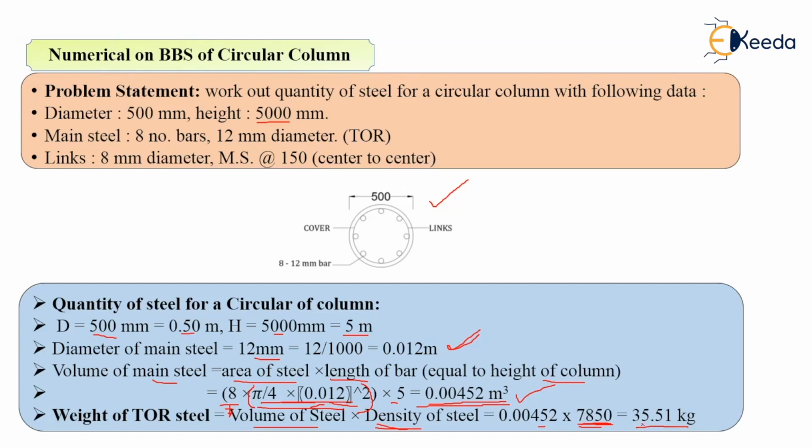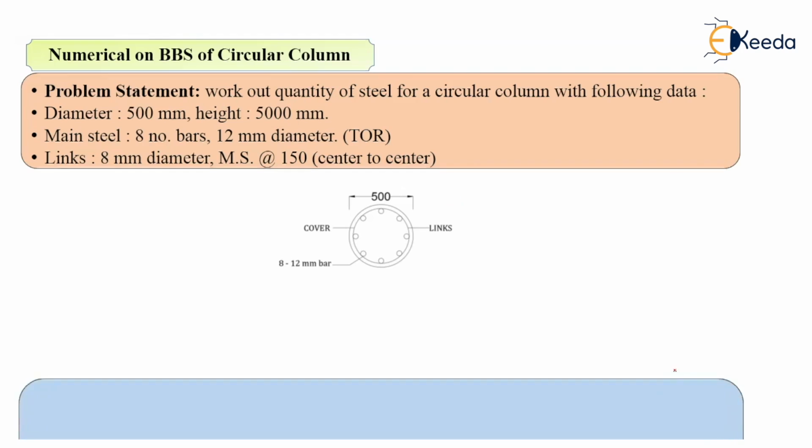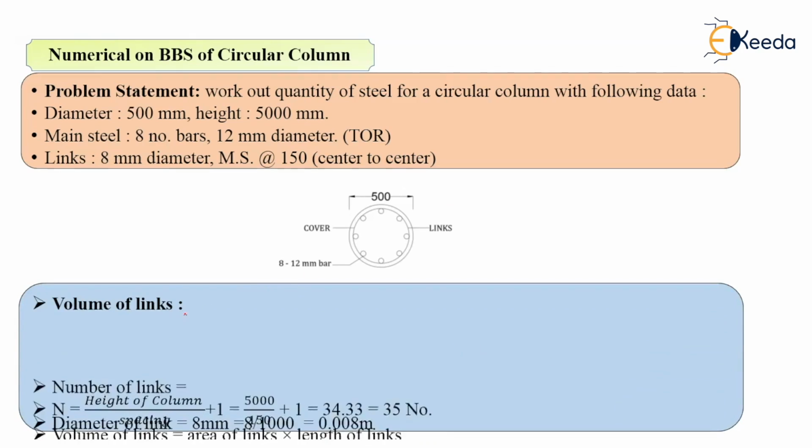How did I get this value? I will tell you again. Volume into density is the weight. Volume we have calculated, it is area into length, and that is 0.00452, and density of steel you always have to take as 7850 kg per meter cube. So which gives you 35.51 kg. Then main steel we have calculated.